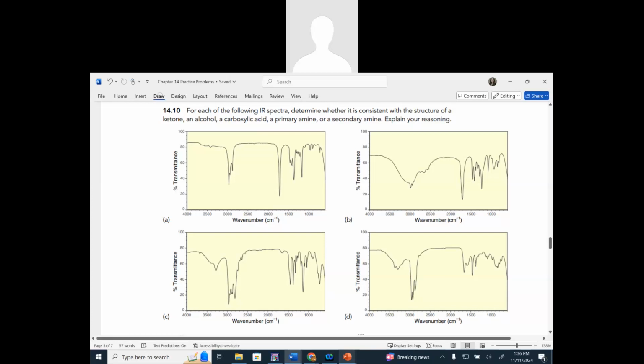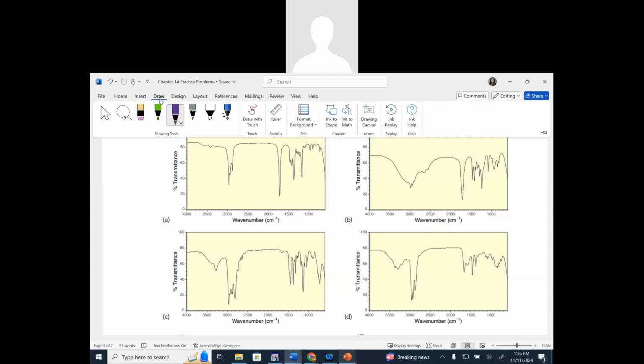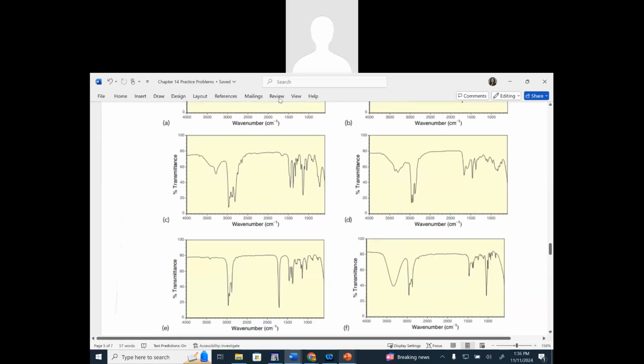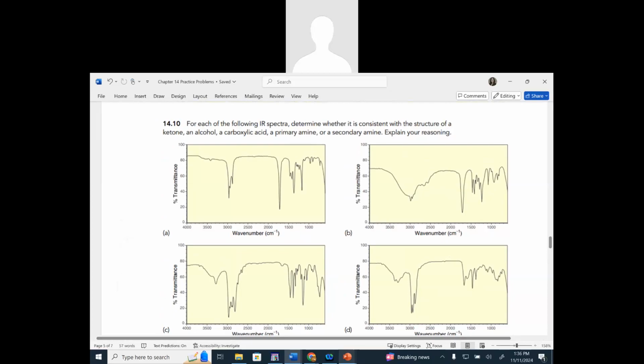So problem 10 from chapter 14 is very similar to what we did in problem 9. We are asked to look at these IR spectra. So once again, we have 6 spectra to take a look at here and determine whether or not they would be consistent with, now our options are a ketone, an alcohol, a carboxylic acid, a primary amine, or a secondary amine. So now we have 5 options to choose from.